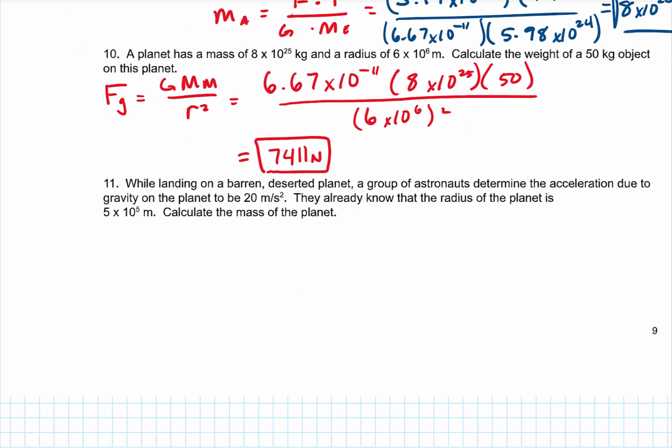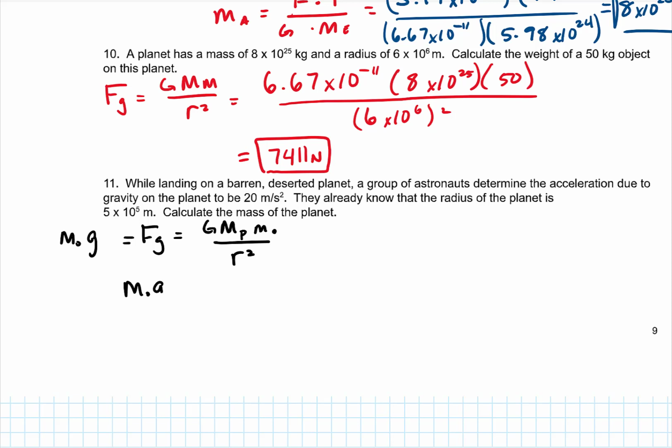Last one, while landing on a barren, deserted planet, a group of astronauts find the acceleration to be 20. They already know the radius is that. Calculate the mass of the planet. So here's how this works for acceleration due to gravity. I know that the force of gravity is equal to G times the mass of the planet times the mass of an object divided by the radius of the planet squared. But I also know that the force of gravity is equal to the mass of an object times the acceleration due to gravity. Well, I can set those two things equal to each other.